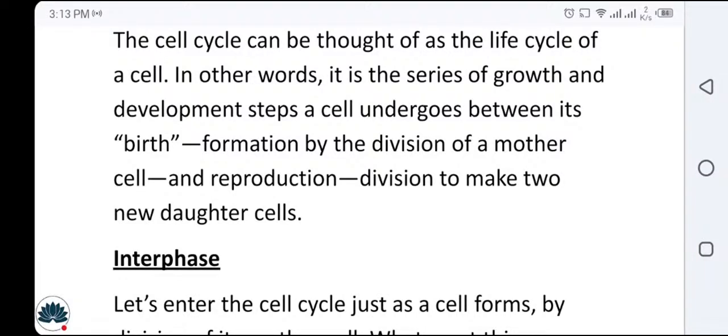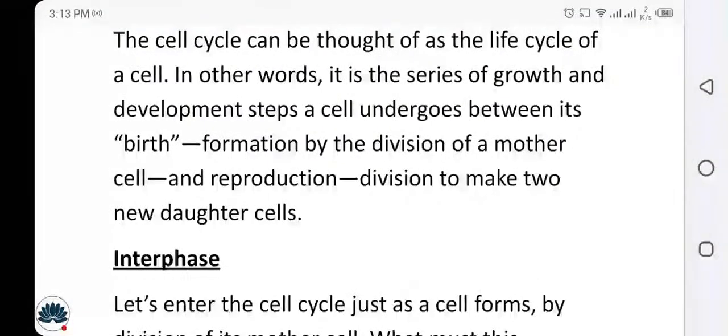All right. I have two types of PDFs of the mitotic cycle, so I'll be making you read and understand from these boards. It might be very helpful for you. The cell cycle can be thought of as the life cycle of a cell. In other words, it is a series of growth and development steps a cell undergoes between its birth, formation by the division of a mother cell, and reproduction, division to make two new daughter cells. It means that in mitosis, two new daughter cells are made, and in meiosis, four new daughter cells are made.